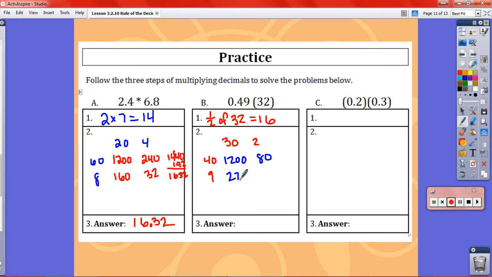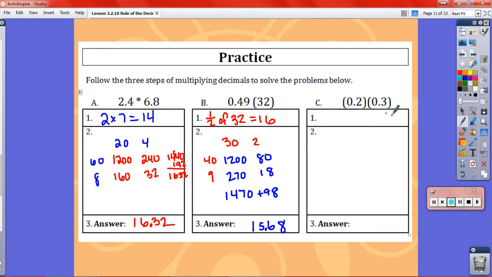1280 and 270 and 18. And this gives me, let me add these up, 1470 and 98, which would be 1568. And if I put a decimal here, then that's just under 16, so it makes sense.